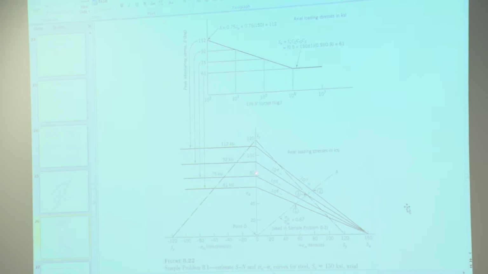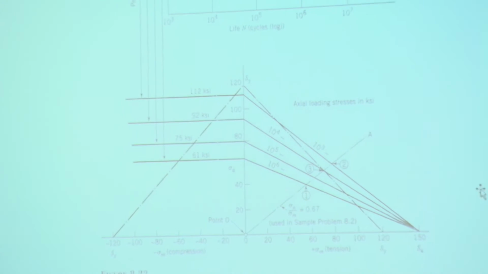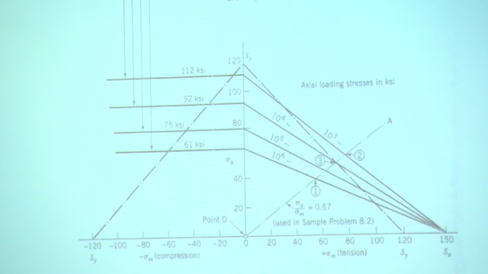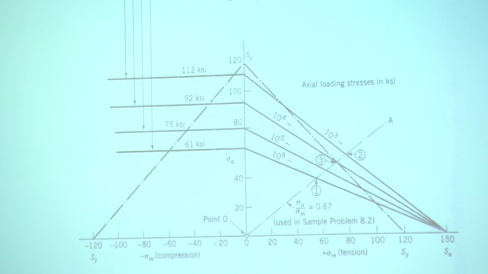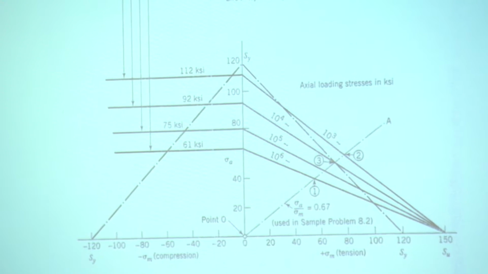In fact, I see an error here. That should not be 80, that should be 75, right? On that line, we can't have both 80 and 75. But that's 75, comes from up there. Then for life of 10 to the 4, 92, somewhere in here, that's correct.